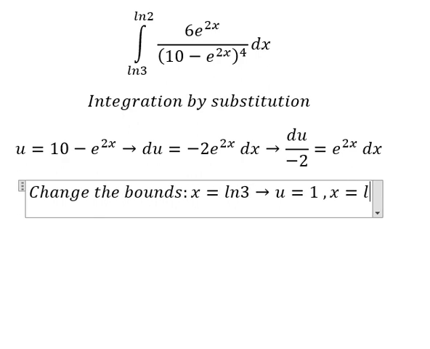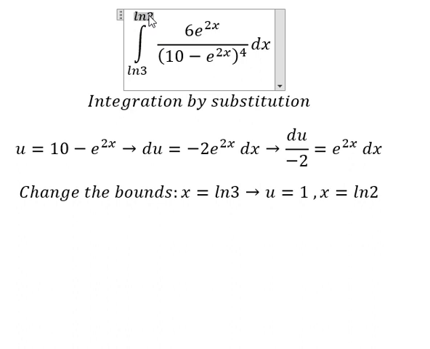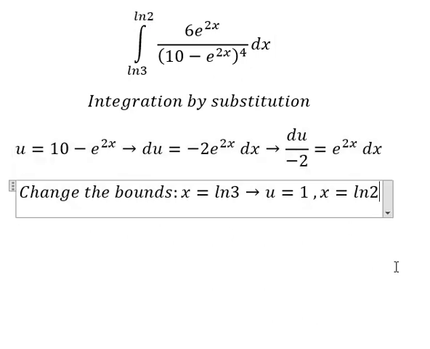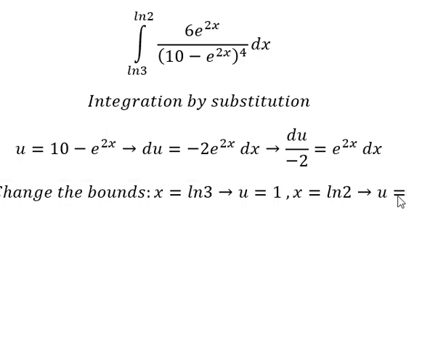When s equals ln number 2, ln number 2 in here, I will put this one in here to find the value of u. So u equals number 6.